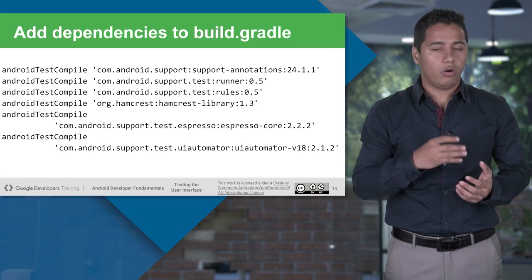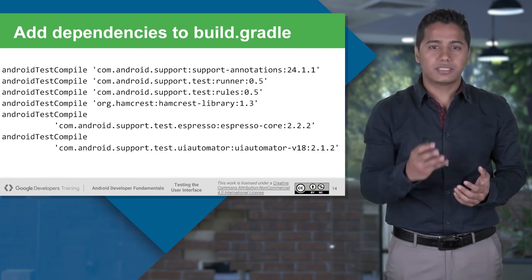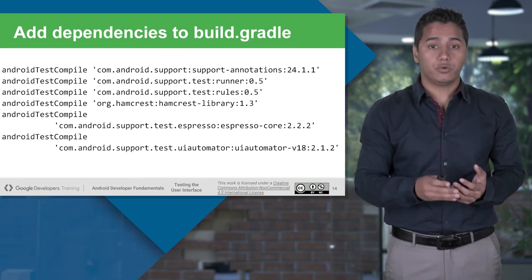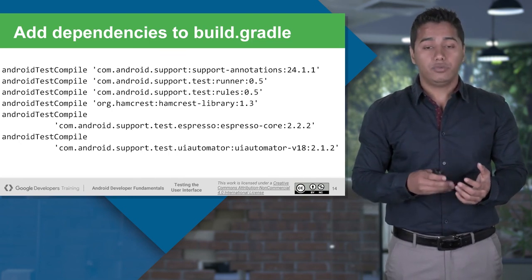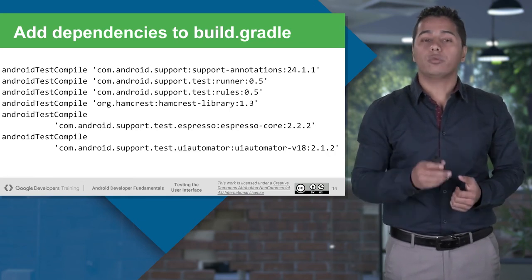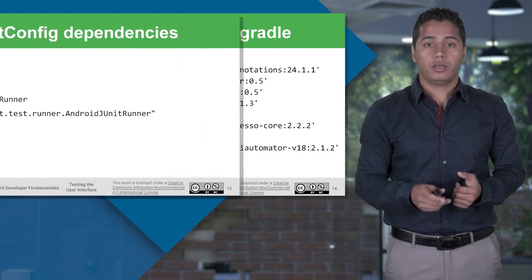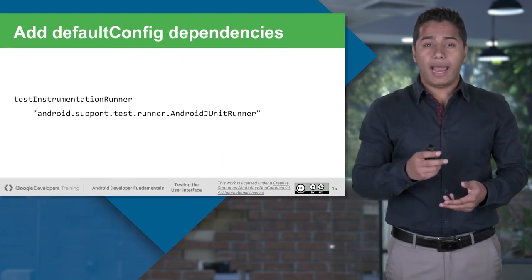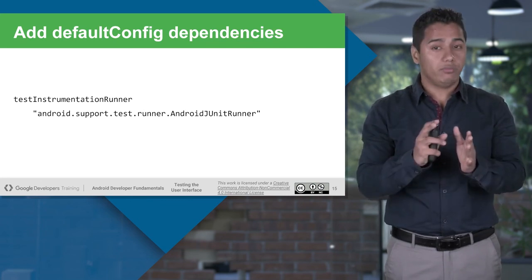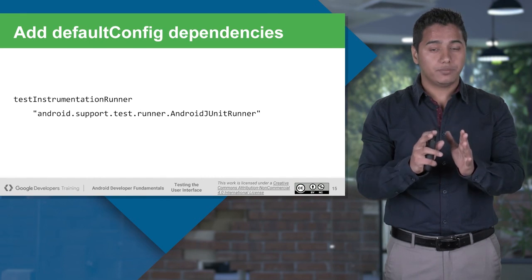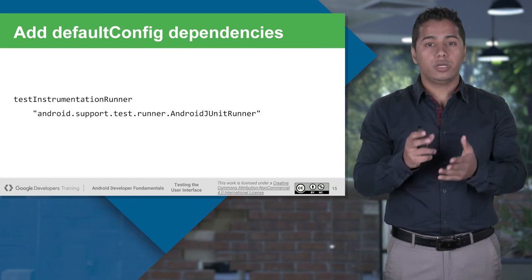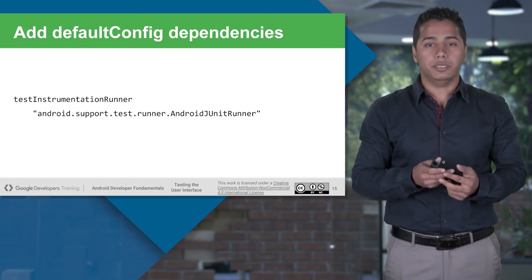What are those dependencies or files you want to add? Well, you want to add all the annotation libraries, test runners, and the Espresso library, that is the support library for Espresso. And if you are going to use UI Automator tester, you might want to add the UI Automator tester library also. Plus, you might want to add this particular dependency inside your default config. So whenever you are performing any UI related testing, maybe Espresso or UI Automator testing, this Android JUnit runner dependency will be needed.